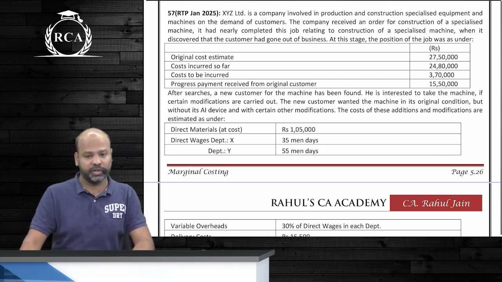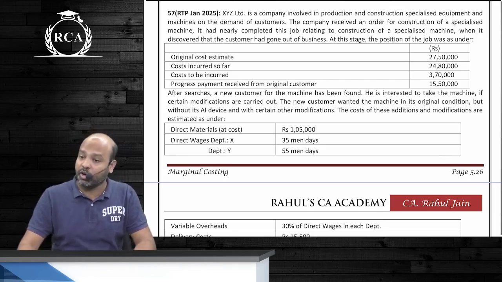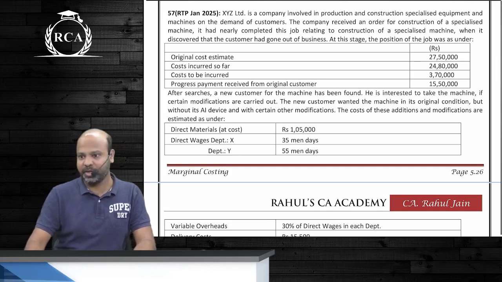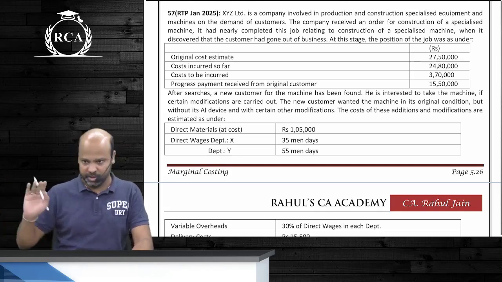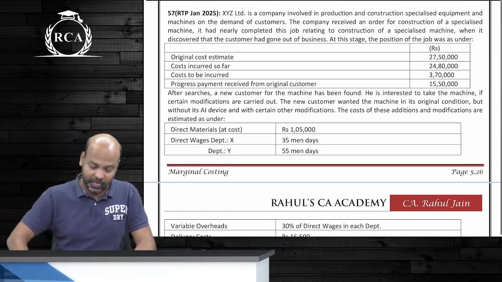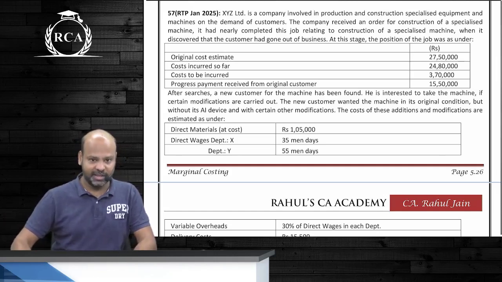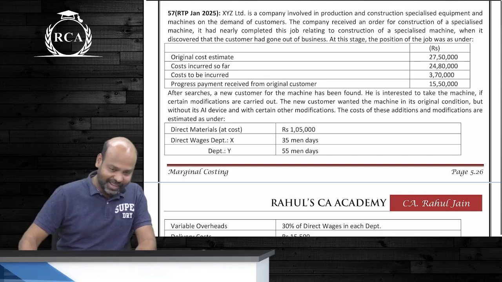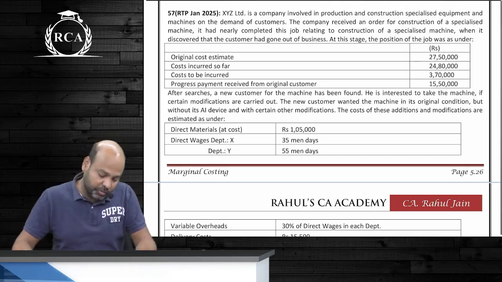gone out of business. The customer had gone out of business, meaning he did not go out of the city for a trip. It means the customer is going bankrupt. Are we clear? At this stage, the position of the job was as under.